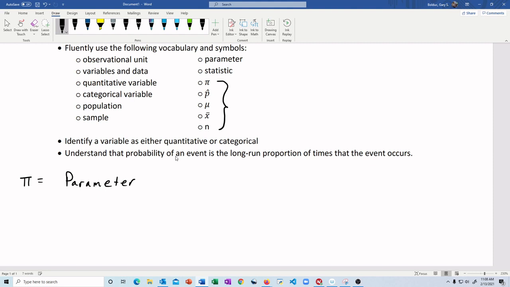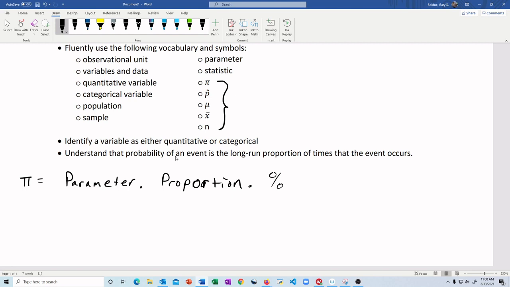If I see pi, I should think parameter, and specifically, not only a parameter, but it connects with a proportion. It's always going to be the proportion of something. So it's a parameter and it's got to be a proportion of something. Don't forget, you can always think of that as I should be able to express pi as a percentage of something. That's as far as you can go for pi right now.